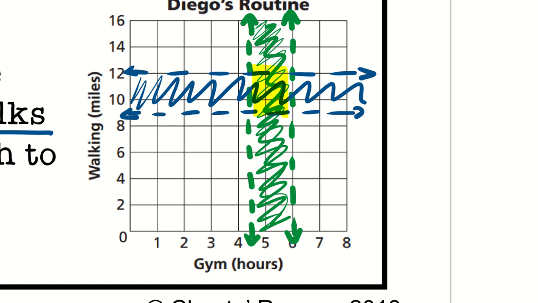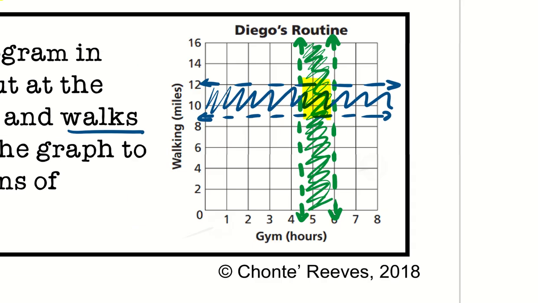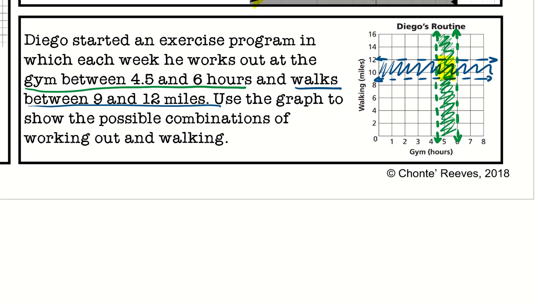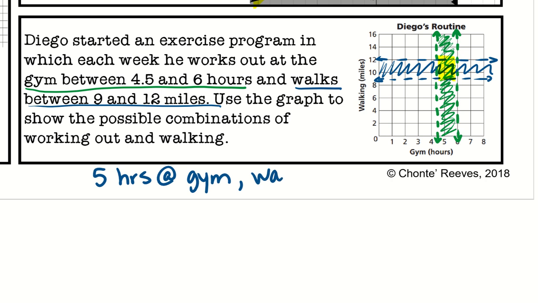So I would want to give some combination of time at the gym and miles walking that would be somewhere in between those lines. There are lots of possibilities. I'm just going to pick one. One option would be 5 hours and 10 miles. So I could say that he is going to work out 5 hours at the gym, and then he's going to walk 10 miles. Again, there are lots of combinations in there. We're just looking to see where this graph overlaps and what is one possible combination.